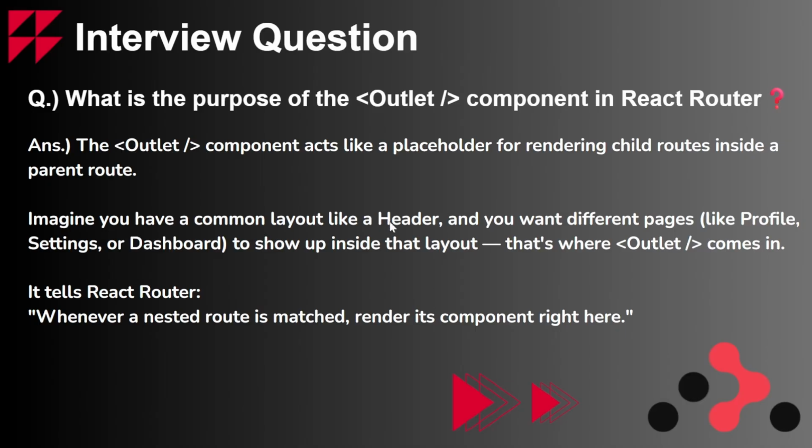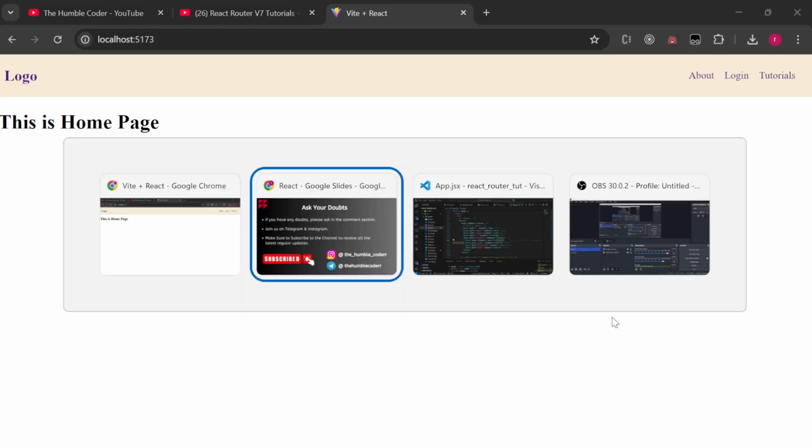Imagine you have a common layout like a header, and you want different pages like your profile, settings, about us, dashboard, whatever, to show up inside that layout. That's where Outlet comes in, and it tells React Router that whenever a nested route is matched, render its component right here. And I have already actually shown you the code also.